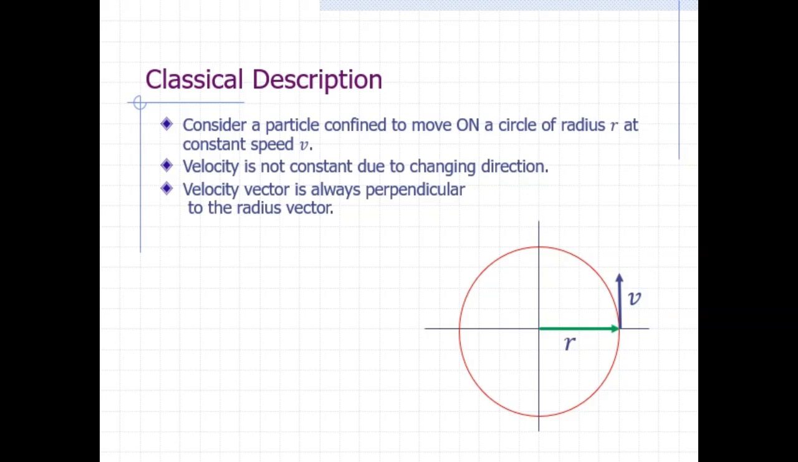For example, if the particle is moving counterclockwise, then at this location, the vector is pointing in the direction shown here by the blue arrow. It is perpendicular to the radius vector, which is shown here by the green arrow. At this location, the velocity vector is pointing this way. Again, it is perpendicular to the radius vector. And at this location, the velocity vector is pointing this way. It is perpendicular to the radius vector.